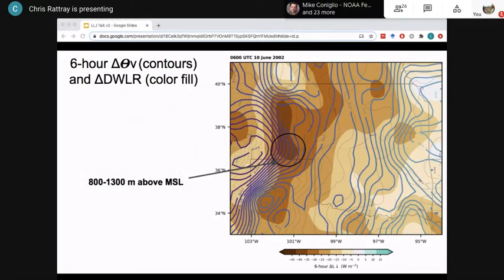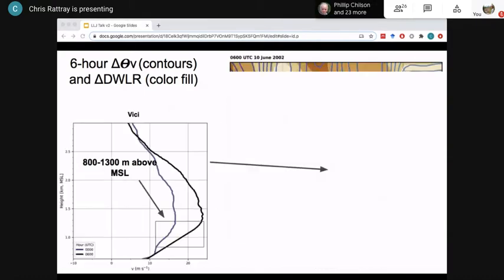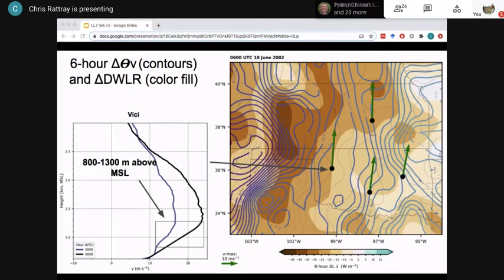And this is located around 800 to 1300 meters above sea level. Just taking a look at the V wind at VICI, we see here that dV/dz increases up until around the same height when compared to the earlier time. So this is consistent with what we found with the thermal wind from the previous date.